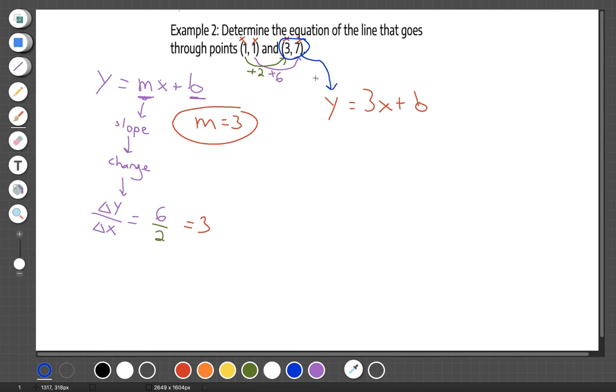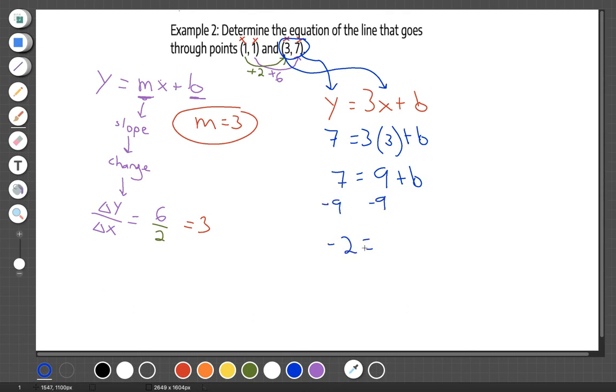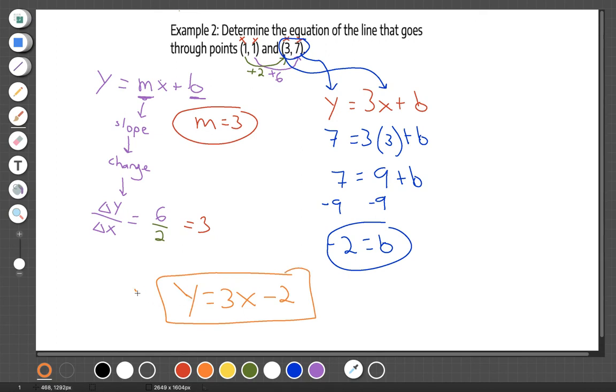So the y is going to go in here. The x is going to go in over here. So the y was 7 equals 3 times my x, which is 3. So at this point, the problem is just like what we just did. You're going to simplify. 3 times 3 is 9 plus b equals 7. We're going to subtract that 9 from both sides. We get negative 2 equals b. So now I have my b and my m, and I can finish this out and write my equation: y equals 3x minus 2, or plus negative 2. And that's your final answer.